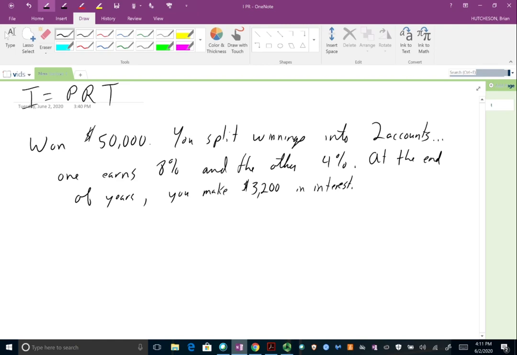So this still isn't a word problem. There's no question, right? But it basically tells us what's going to go on. Right? You got $50,000. You're going to separate it into two different amounts. You put one sum into the 8% account, and then you put the rest of it into the 4% account. Right? At the end of 1 year, you have $3,200 in interest.